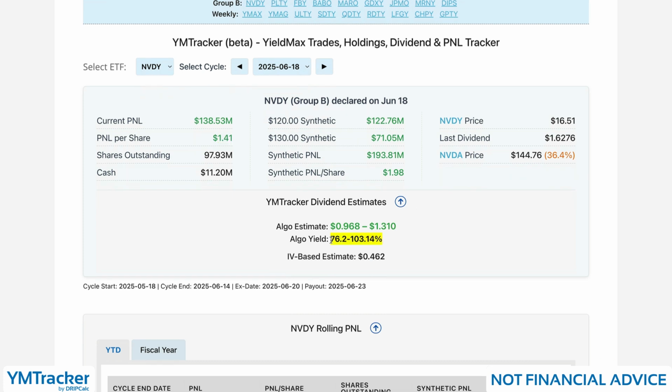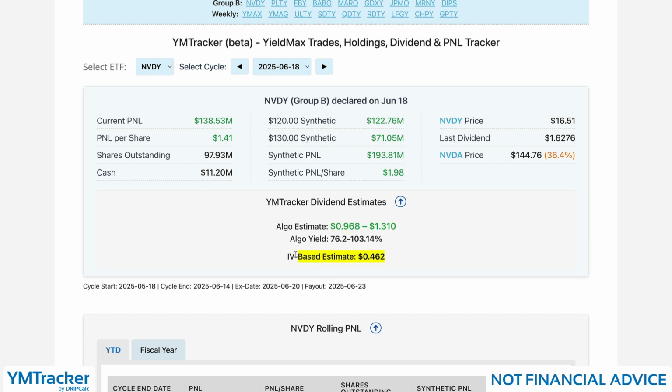Then the next line is the yield, and yield is based basically on the current share price, and they pay 13 times per year. So we take this amount divided by the share price and multiply it by 13, and we get the yield. I think I did the math correctly. But basically the yield is based on this number, that's 76%, and $1.30, that's 103% yield, going for forward yield based on the estimate amount.